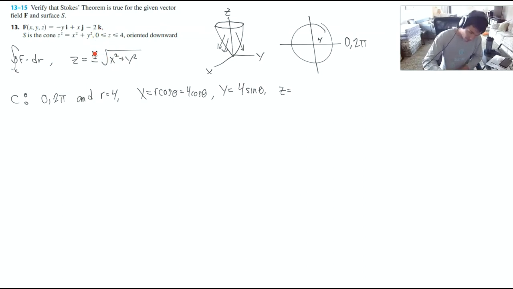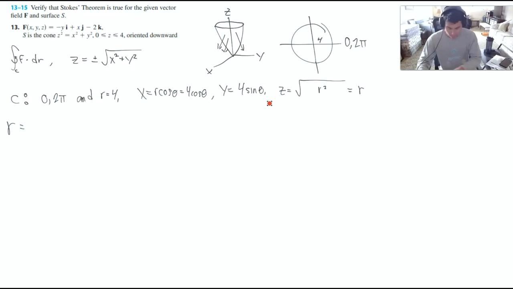Nonetheless, z is going to be the square root of r squared cosine squared theta plus r squared sine squared theta, and cosine squared plus sine squared theta is 1, and then we just get r squared here. So this just turns into the square root of r squared, which is just r. So z is equal to r. Okay. So, yeah, that's our vector r.